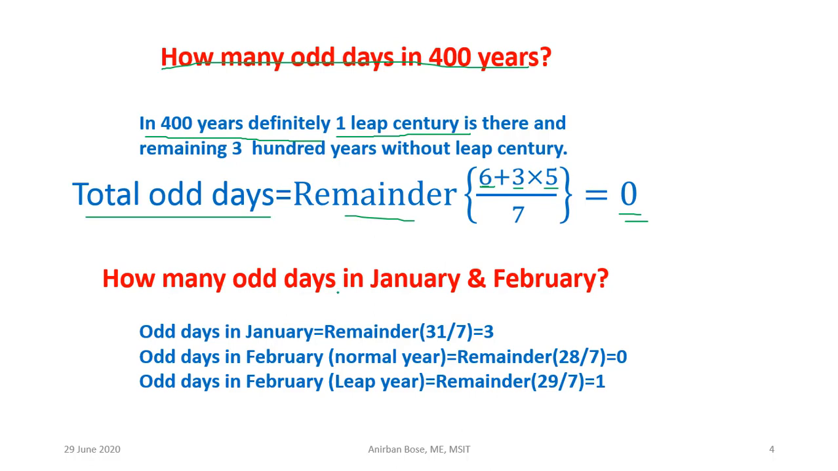Now, how many odd days in different months? Suppose in January, how many days are there? 31. So what is the odd day? Divide that by 7 and see what the remainder is, that is 3. In February, if it is a normal year, then 28 divided by 7, the remainder is 0. If it is a leap year, then February contains 29 days, so the number of odd days will be 1. So here we have seen how to find odd days.